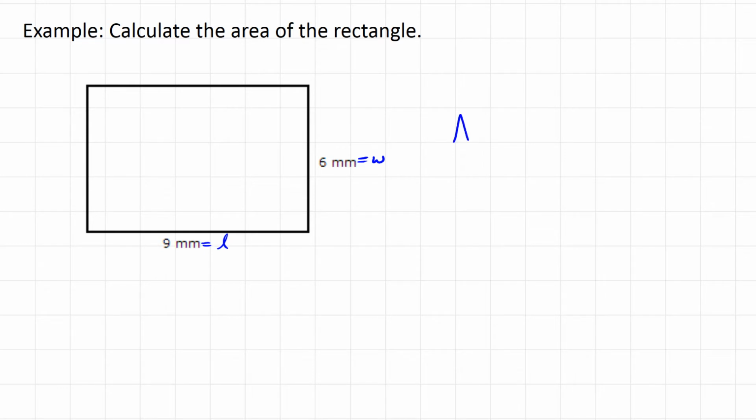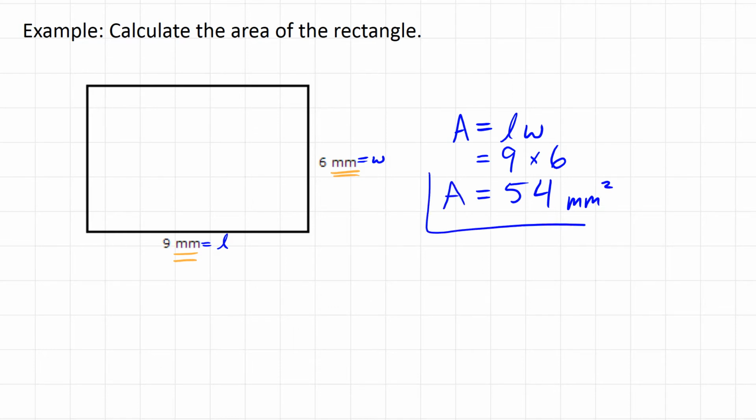So we can go ahead and stick those into our area formula. A is equal to LW, or length times width. So that would be 9 for length times 6 for width is a total of 54. But now we have to remember our units. Because the measurements were given in millimeters, 6 millimeters and 9 millimeters, that means the area that we get out of this equation is going to be in square millimeters, or millimeters squared. So the area of the rectangle is 54 millimeters squared.